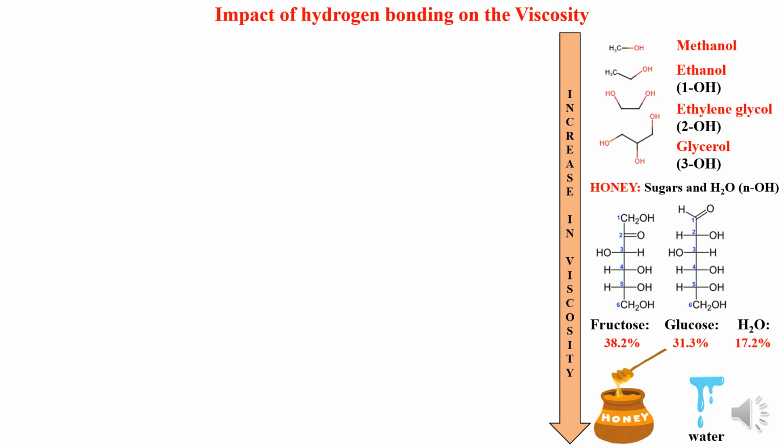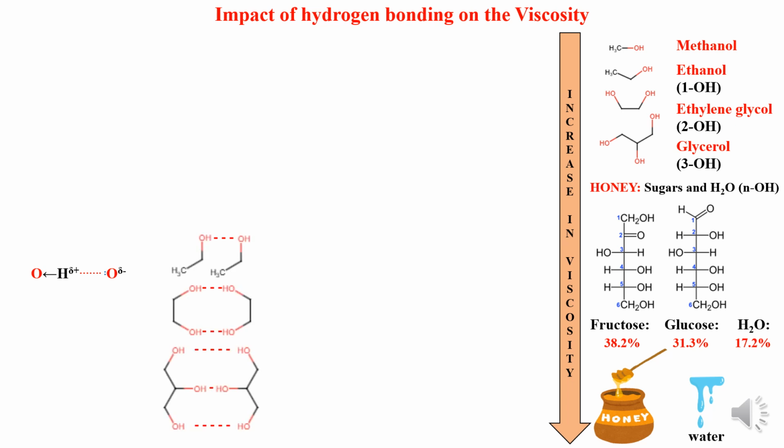So what we see here is an increase in the viscosity as the number of hydroxy groups increases. As the number of OH groups increases, the viscosity increases because of hydrogen bonding. The more hydrogen bonding or dipole-dipole interaction, the more it holds the molecules together, resulting in a strong intermolecular force and ultimately leading to high viscosity.